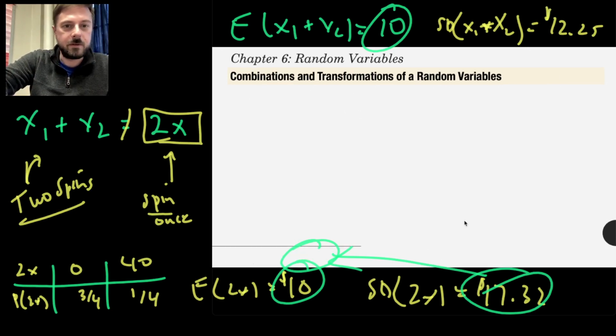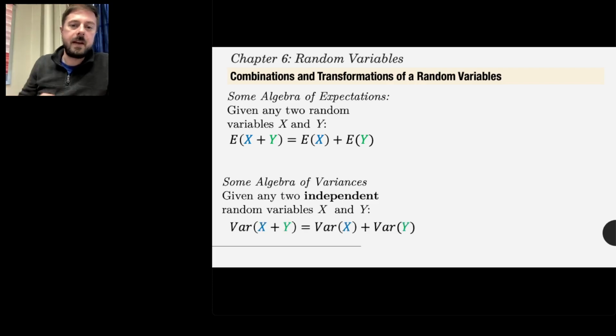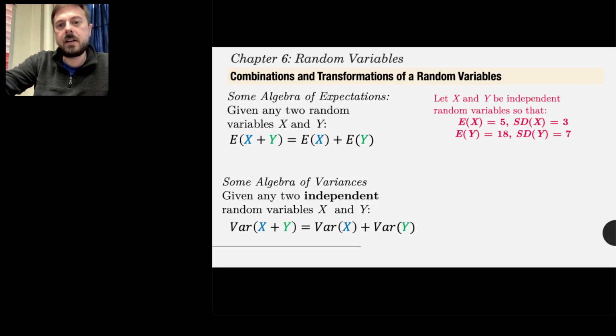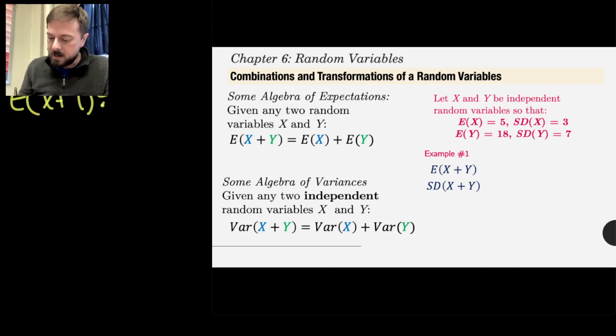Here I found the expected value of 2x. Let me get rid of all this. It's gone. So let's just do a couple problems here. Here we see the same formulas that I just told you on a nice slide. Let's imagine that we have two random variables, x and y, that are independent with these parameters. Let's find very quickly first the expected value of x plus y and the standard deviation of x plus y. I'll do that really quick. The expected value of x plus y will be the same thing as the expected value of x plus the expected value of y.